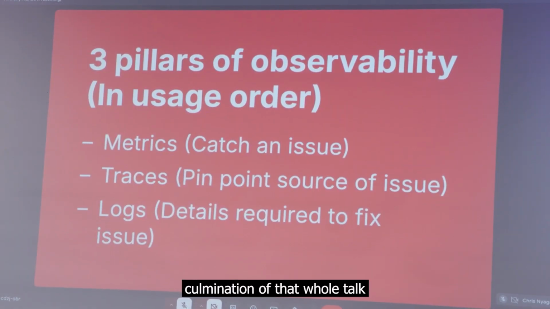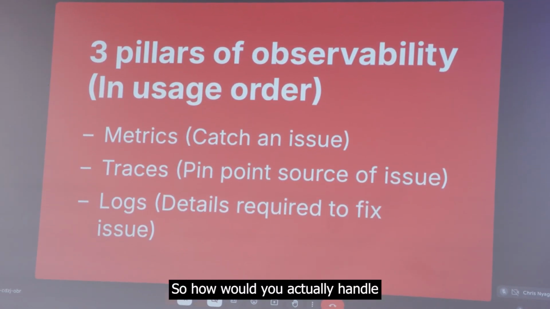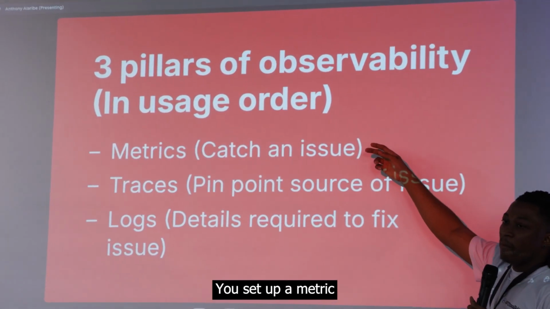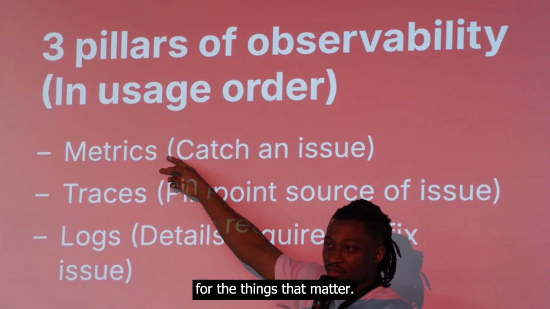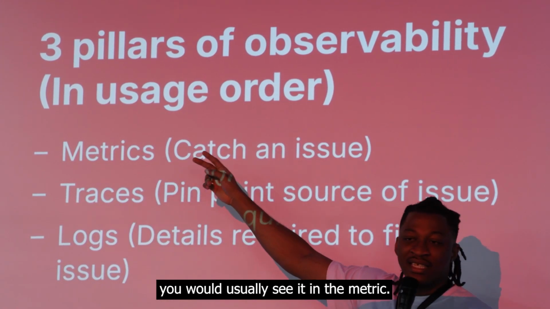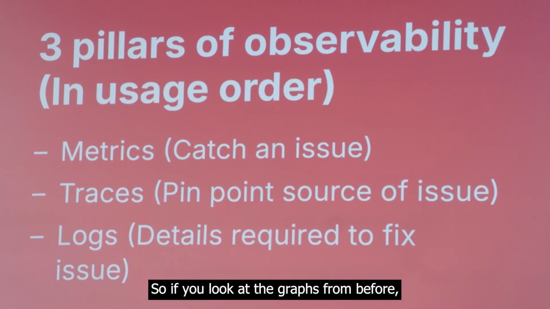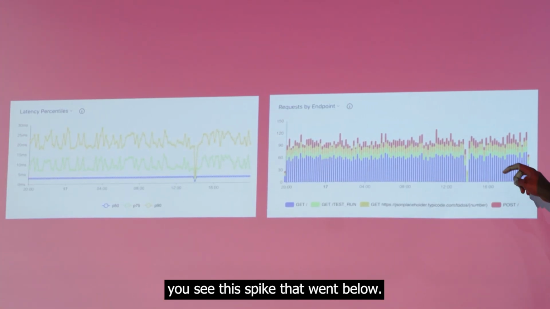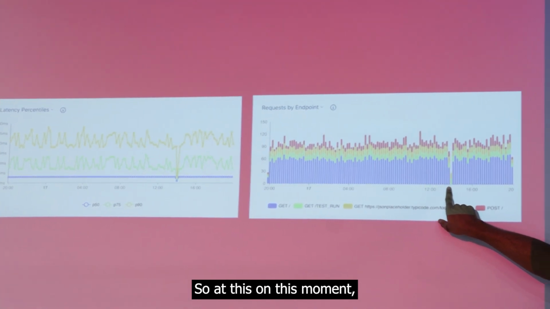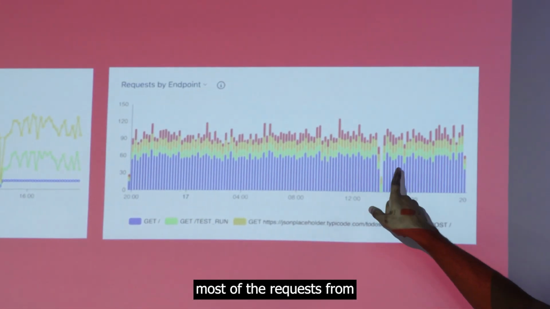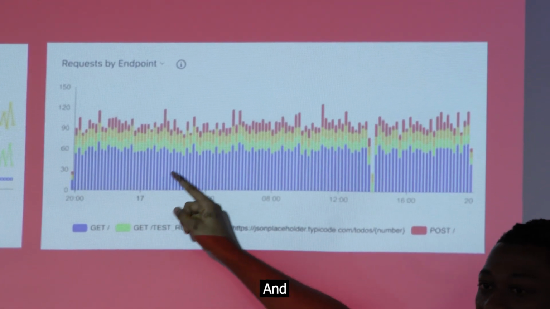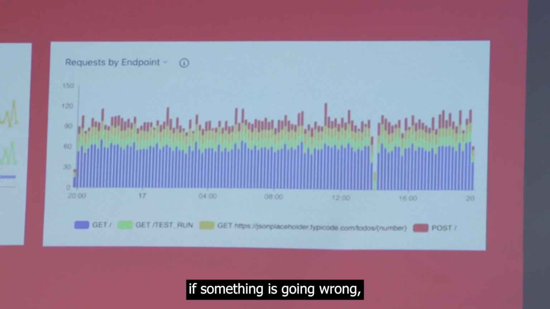This is the culmination of that whole talk that I was talking. So how would you actually handle your systems? You'll set up a metric for the things that matter. And why is that? If something goes wrong, at a glance, you would usually see it in the metric. So if you look at the graph from before, do you see this spike that went below? So on this moment, most of the requests from this blue endpoint were not being handled, were not coming in. So if I just look at this, I know, okay, something is going wrong.